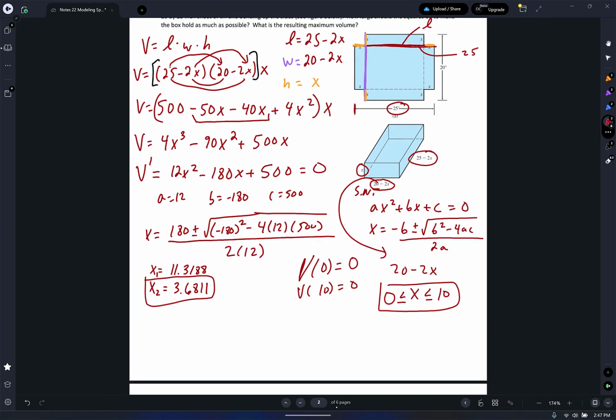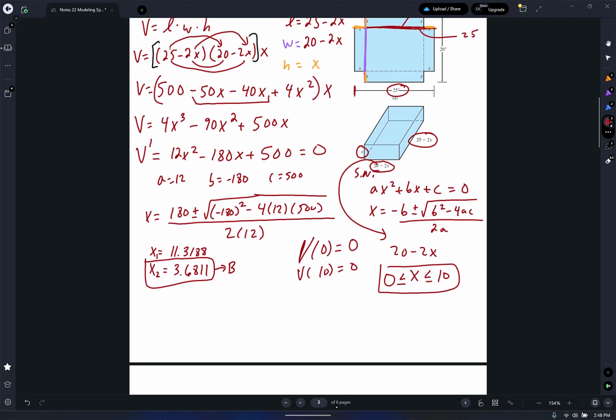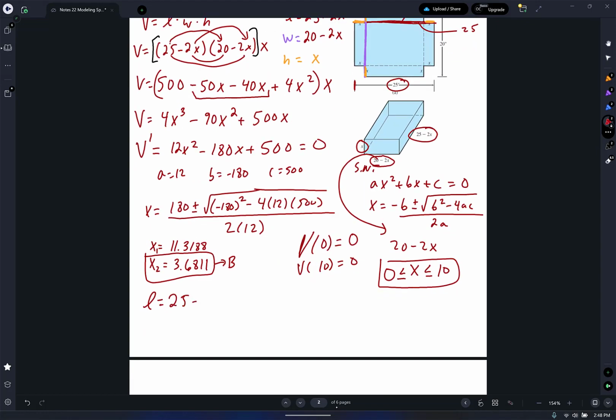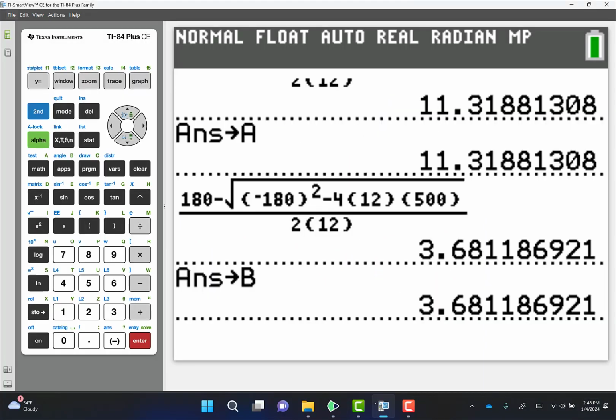Now, we still have to answer the question of what is this max volume. So this is the one we're going to use. We stored it in B. Remember that we stored it in B. And now we're just going to plug in to see what our dimensions are. They wanted the dimensions, so let's find out. So I'm going to go to my home screen. Length equals 25 minus 2 times 3.6811, so 25 minus 2B.